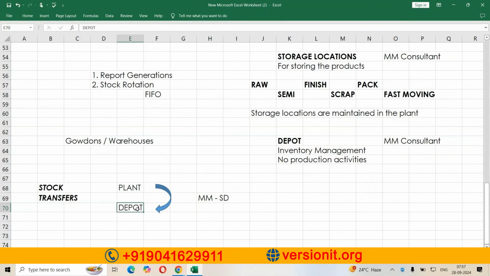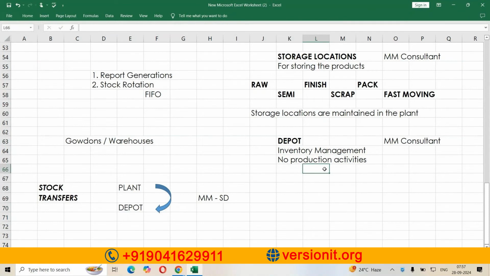So if you are running short of stock at one location, we transfer the stock from another location. That is an activity we work on, stock transfers. And there are going to be multiple scenarios involved in this stock transfer to explore. So we work with this particular activity.